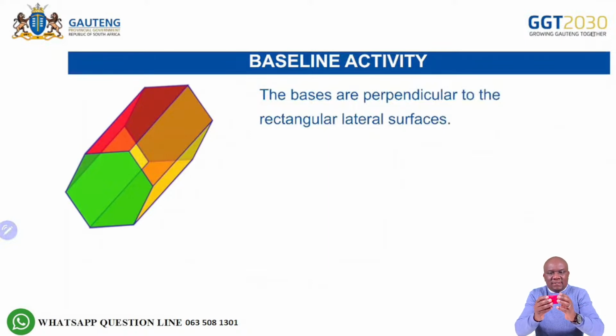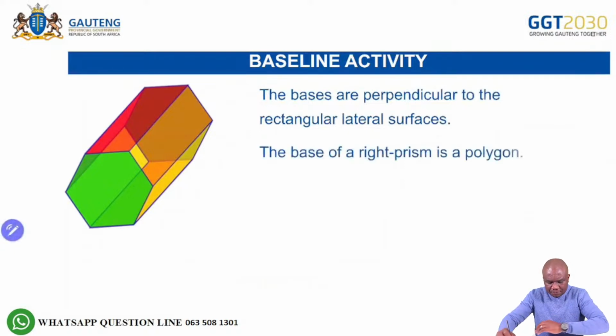So the bases, this is the base, this is the base. They are perpendicular, meaning that the angle between the lateral face and the base is 90 degrees. So the bases are perpendicular to the rectangular lateral faces. So prisms have rectangular lateral faces. All of them, you will see that. All of them have rectangular lateral surfaces or faces, is fine.